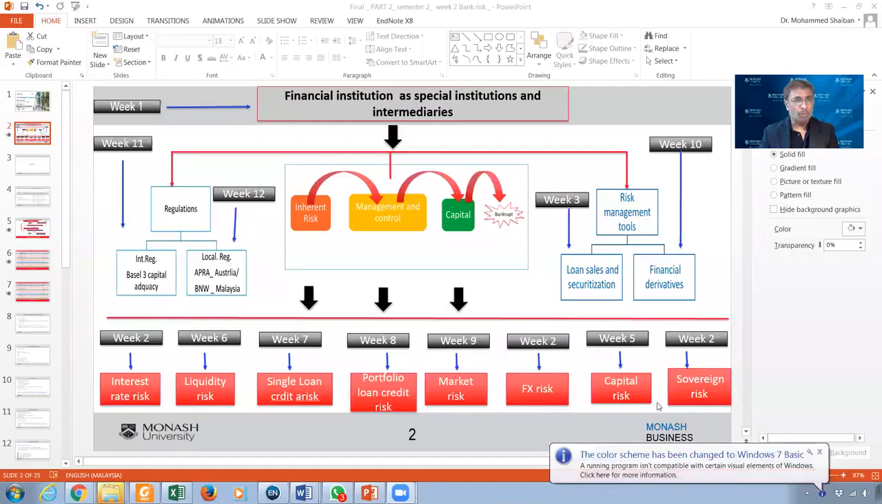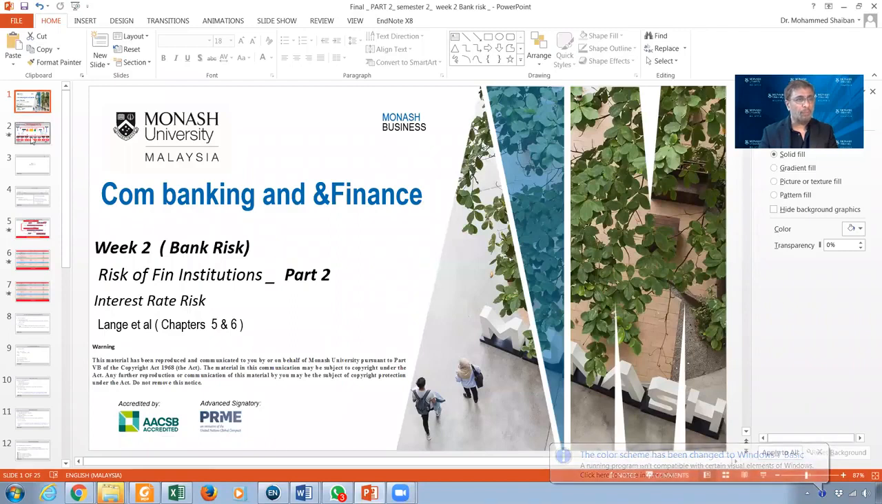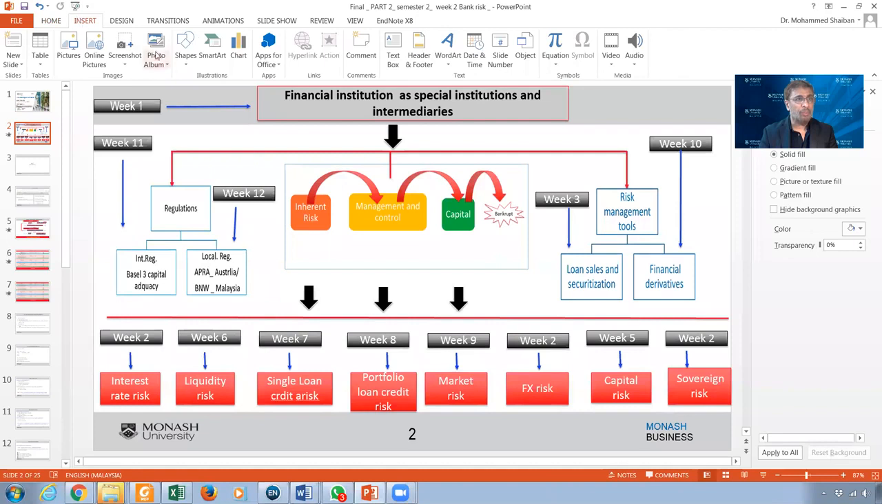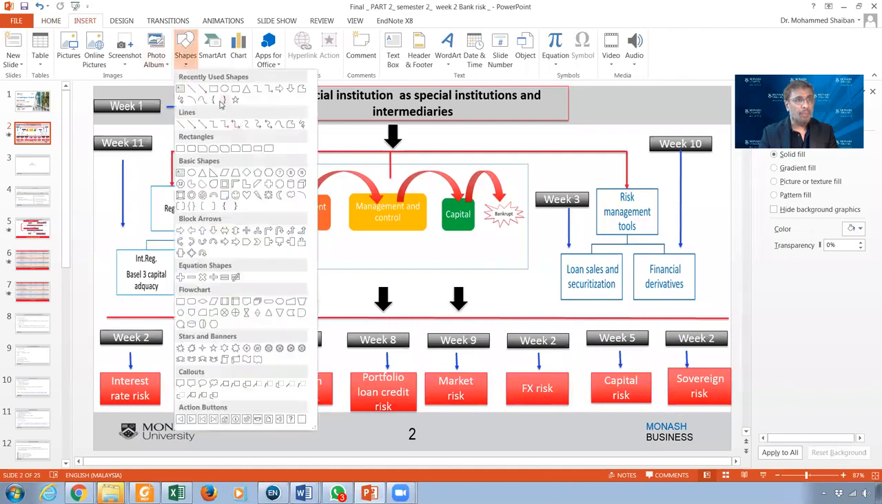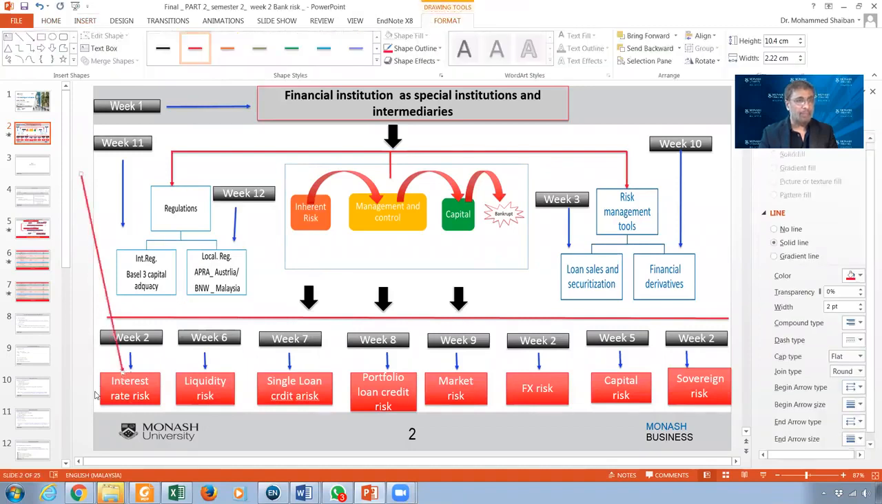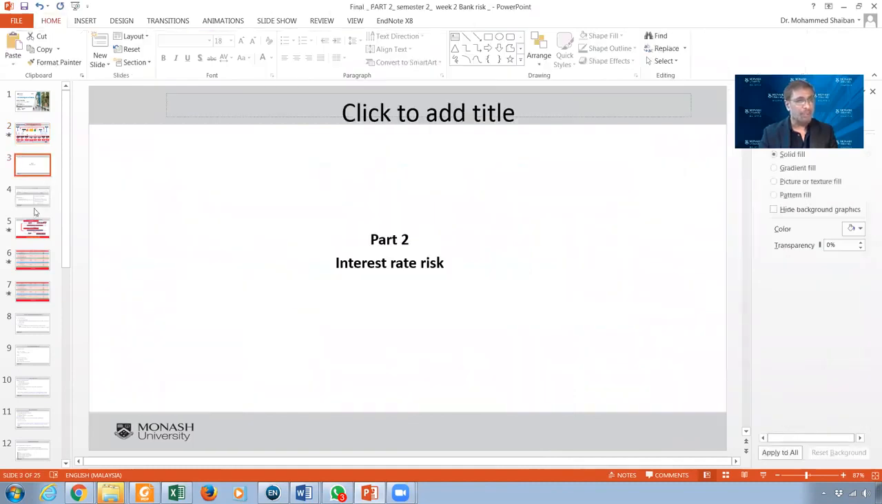Now, if you allow me, I will share my screen, and this is over 20 slides. So this is part 2. And again, I will remind you that we are talking today about this specific risk, interest rate risk, as part of our matrix of risk. So this is actually part 2.